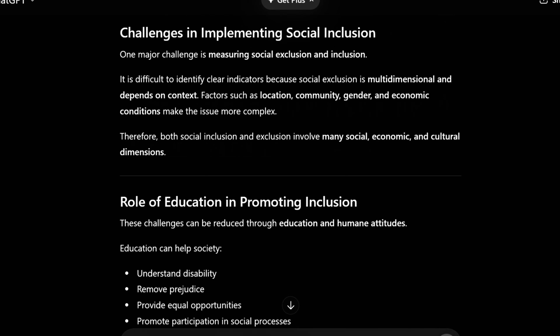Challenges in implementing social inclusion. One major challenge is measuring social exclusion and inclusion. It is difficult to identify clear indicators because social exclusion is multidimensional and depends on context. Factors such as location, community, gender, and economic conditions make the issue more complex. Therefore, both social inclusion and exclusion involve many social, economic, and cultural dimensions.